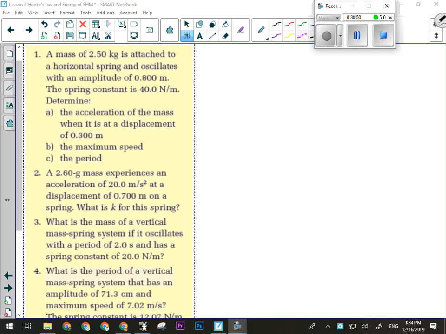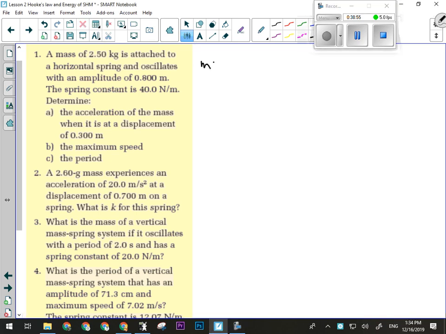Okay, so for number 1, here are our givens. We have a mass of 2.5 kilograms, and it's oscillating with an amplitude of 0.800 meters. The spring constant's 40 newtons per meter. All right, we want to find the acceleration of the mass when it is at a displacement of 0.3. So they're giving us another displacement here, 0.300 meters, and they only want to know the acceleration.